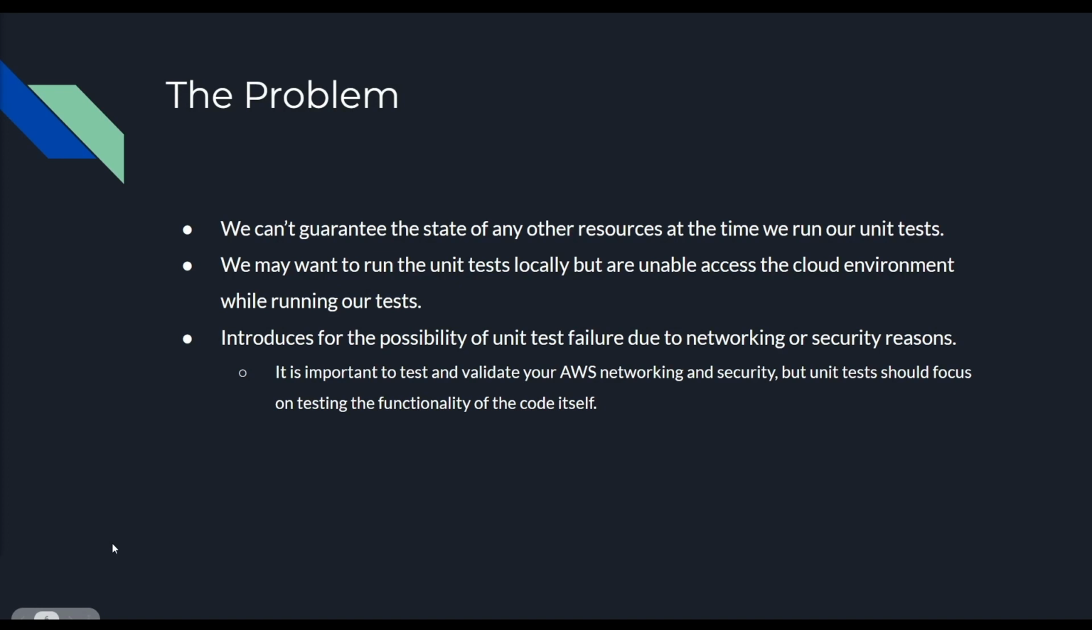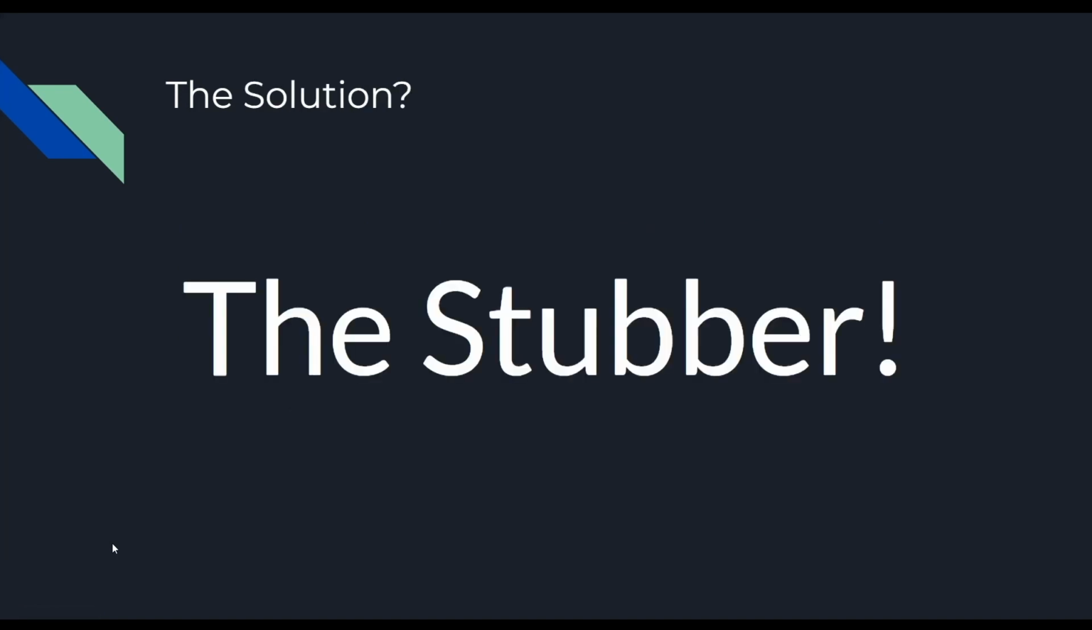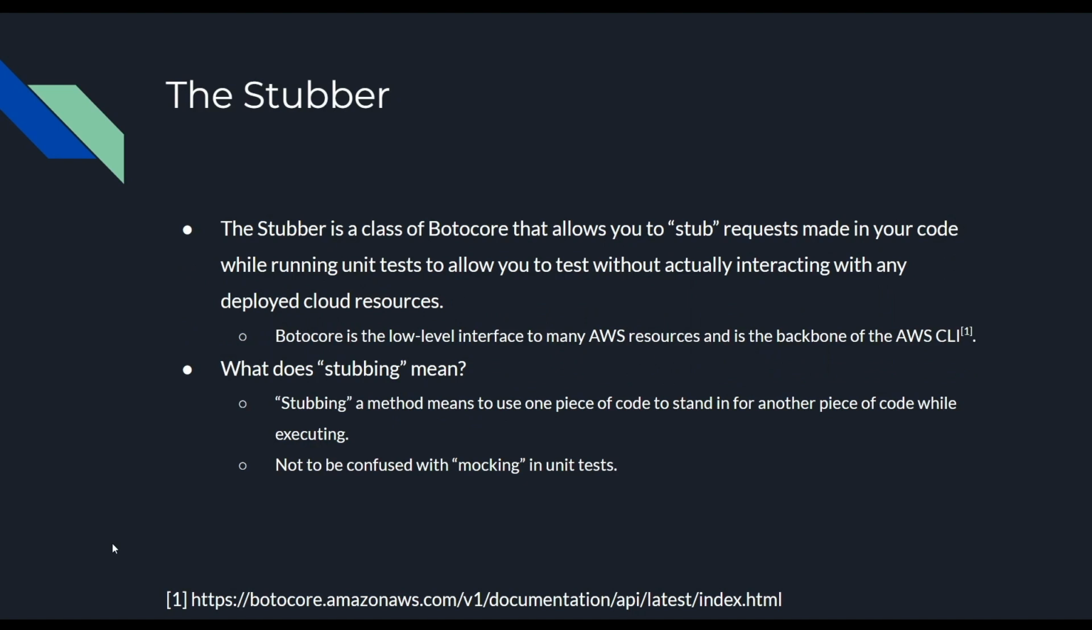So now that we understand the problem at hand, what's the solution? That would be the stubber. The stubber is a class of Botocore that allows you to stub requests made in your code while running unit tests to allow you to test without actually interacting with any deployed cloud resources. And as a note, Botocore is the low-level interface to many AWS resources, and it's the backbone of the AWS CLI and also the Boto3 library that we're using in our code.